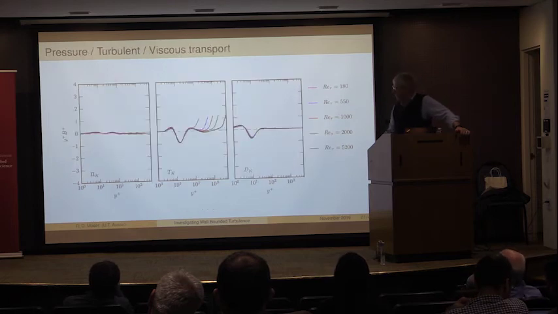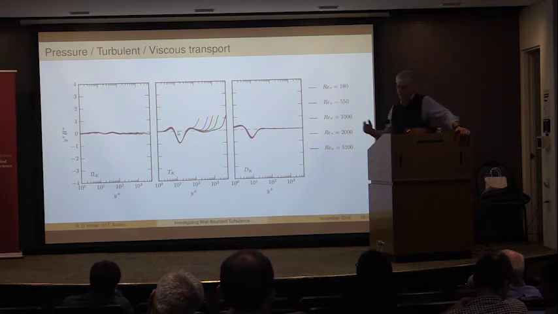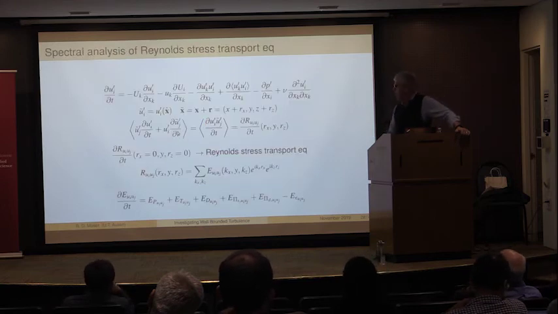That transport term, that motion of kinetic energy in y, is dominated by what we call the turbulence. It's due to the turbulence transporting itself. And that's what this term represents.